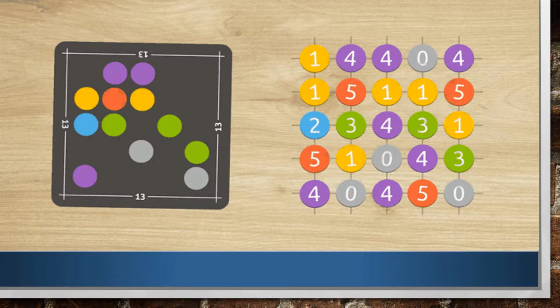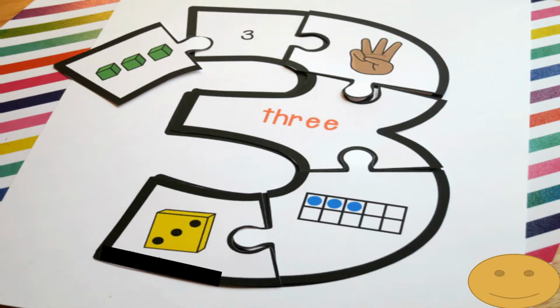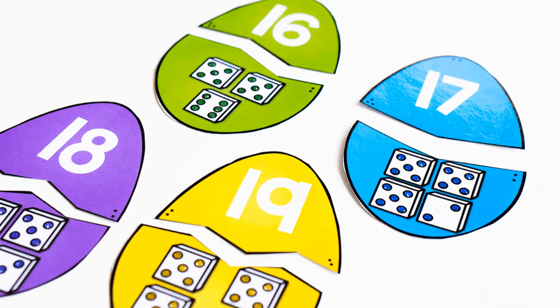Now homework time. Children, here only number 3 is given, but here some blocks, then number 3, then after 3 fingers, and then write down the spelling, number name, THREE 3, and then 3 dots, and then again 1 block. Like that, complete this puzzle at home. And this picture, draw and color like that only.